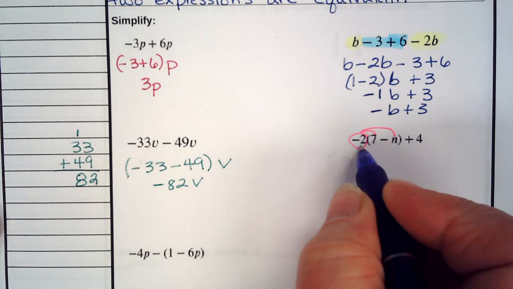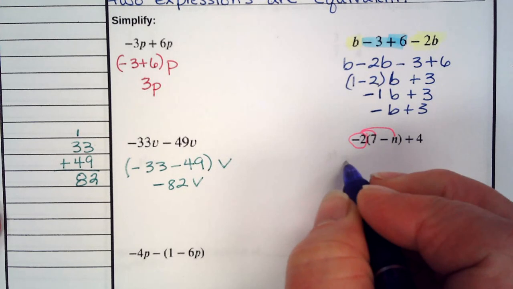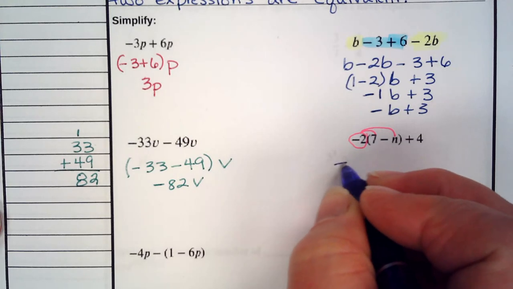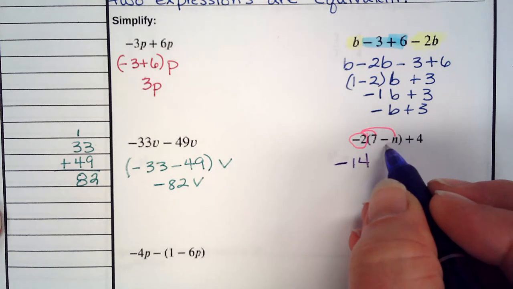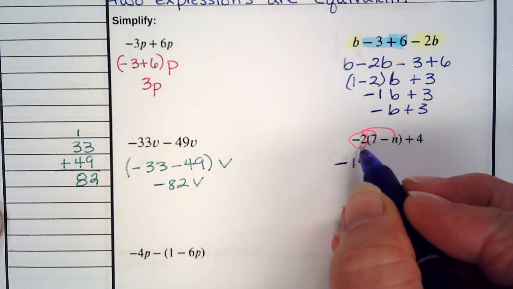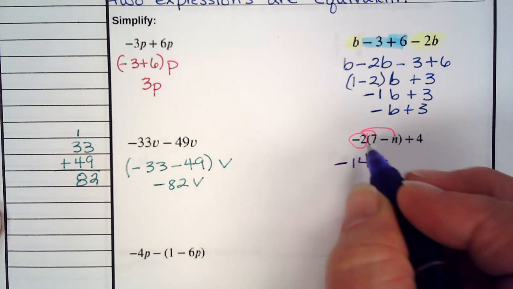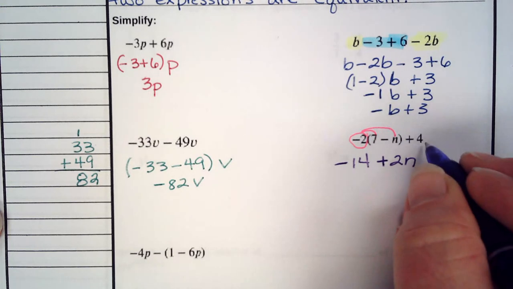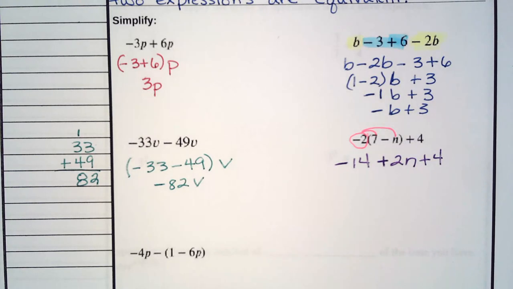Negative 2 times positive 7. Negative times a positive is a negative. 2 times 7 is 14, so it's negative 14. Negative 2 times negative 1n. Negative 2 times negative 1 is positive. 2 times 1 is 2, followed by the n. Then you simply bring the plus 4 down because there's nothing that you need to do with that.